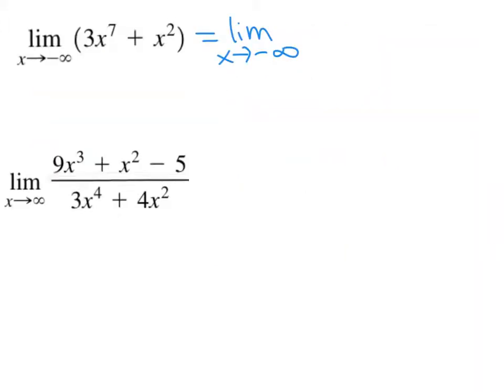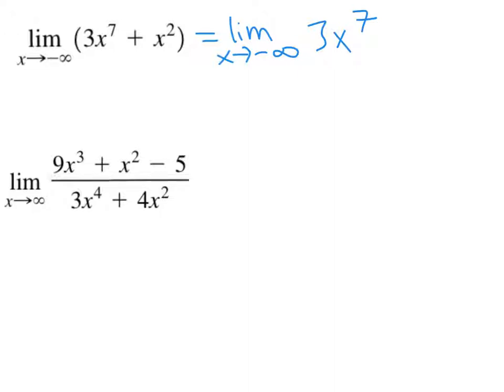For infinite limits, the first thing to think about is the highest power of x is going to grow much faster than all the other powers of x. So for this example here, as x goes to negative infinity, x to the 7th will grow so fast that it will dwarf out anything that happens with the x squared. So what we usually write is the limit as x approaches negative infinity of this function is the same thing as the limit of just the leading term, right? Because that piece is going to basically overtake the entire function.